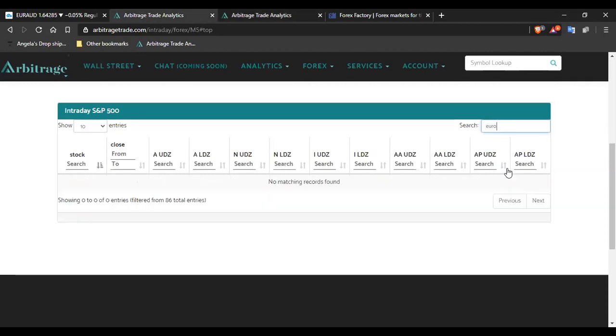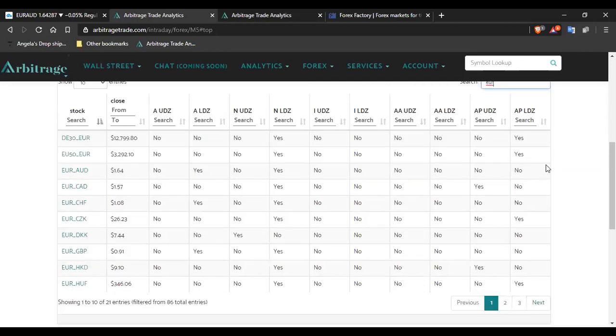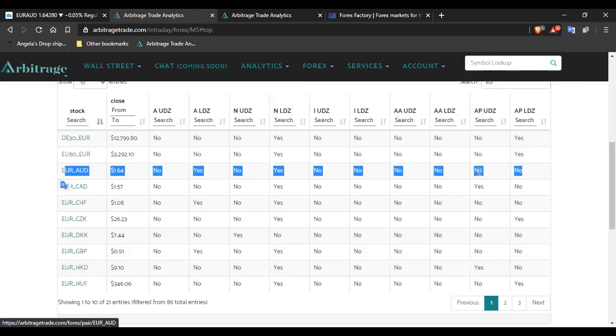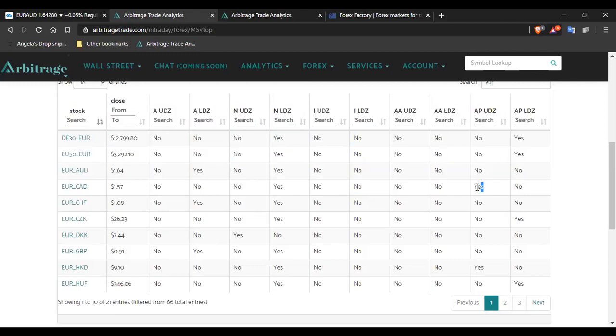Oops, I put Euro, not EUR. All right, so we have nothing for EA, although I'm in the sell, I'll talk about that. You have EURCAD at the upper danger zone. That matches up with GCAD at the upper danger zone. So EURCAD, upper danger zone.